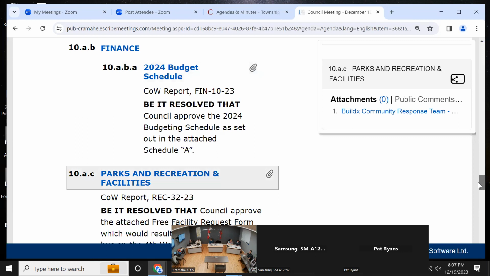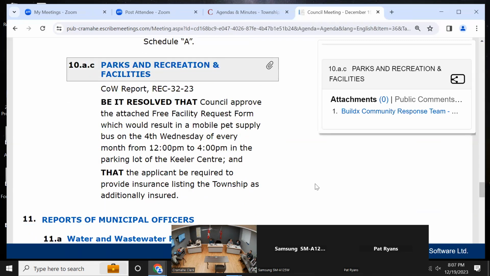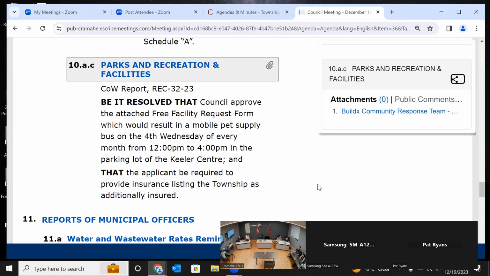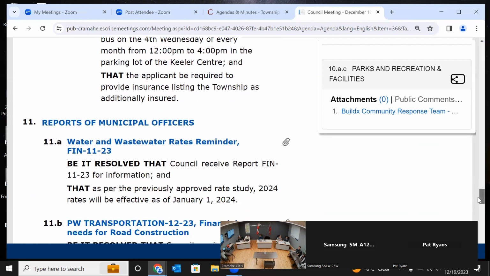10AC, Parks and Recreation and Facilities. Committee of the Whole Report, Recreation 3223. And that means Recreation had 32 reports thus far in 2023. The resolution reads, be it resolved that council approve the attached free facility request form, which would result in a mobile pet supply bus on the fourth Wednesday of every month from 12 p.m. until 4 p.m. in the parking lot of the Keeler Center in Colborne, and that the applicant be required to provide insurance listing the township as additionally insured. Could I have a mover and a seconder, please? Move, Scriver. Second, Hamilton. Any further discussion? All in favor? Aye, Arthur. Aye, Hamilton. Aye, Scriver. Van Egmond, aye. Martin, aye. The resolution is carried.